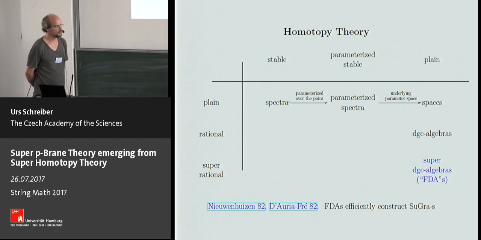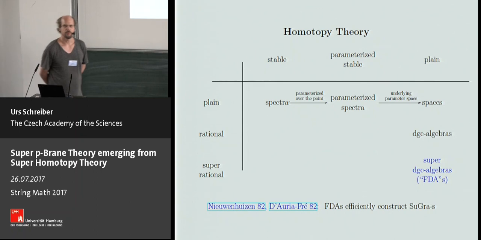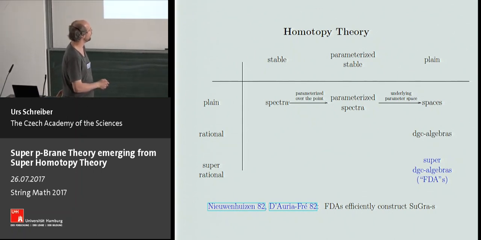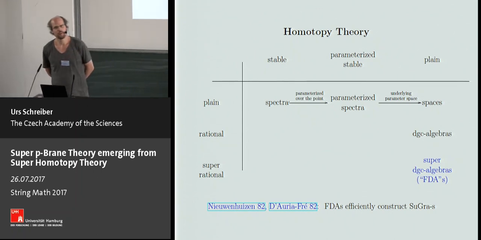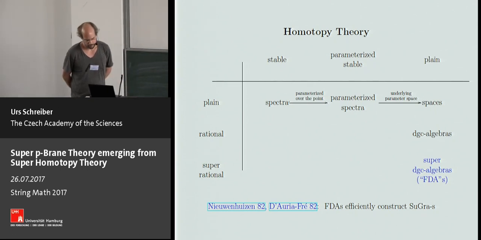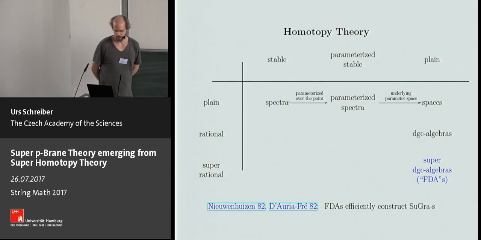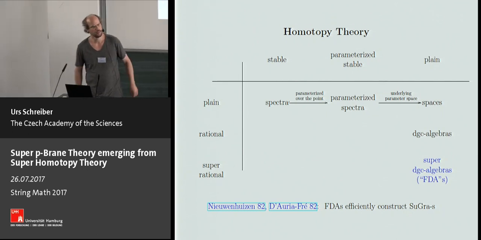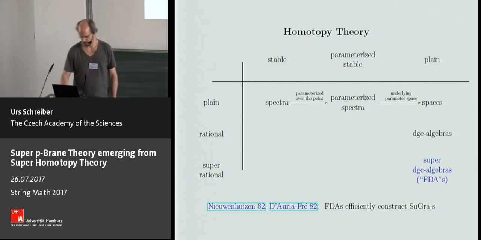FDAs serve to efficiently construct high-dimensional supergravity theories. In the original article from '82, a very remarkable article, they reconstruct 11-dimensional supergravity in an elegant and beautiful way using a certain cocycle that they found in the FDA of 11D superspacetime. That cocycle will appear on its own in just a moment.